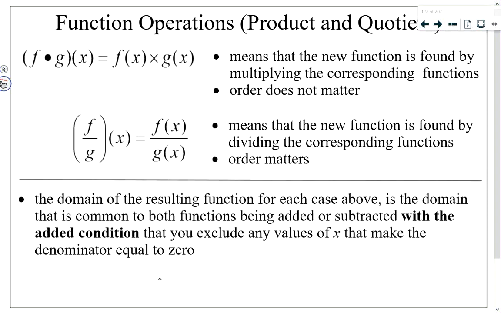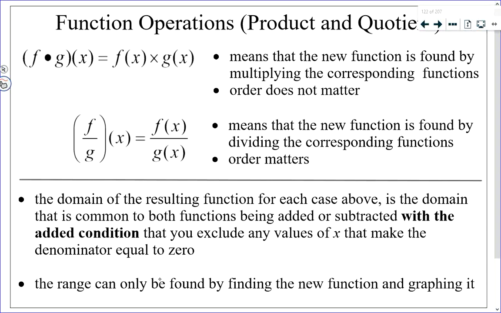The domain of the resulting function for each of the following follows the same domain rule that we use for addition and subtraction, except that when you divide, you're not allowed to divide by 0. So any place in f over g of x that g of x is 0 is non-permissible and is removed from the domain. Once again, though, the range can only be found by determining the new function and graphing it.